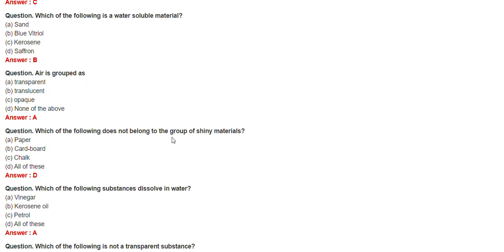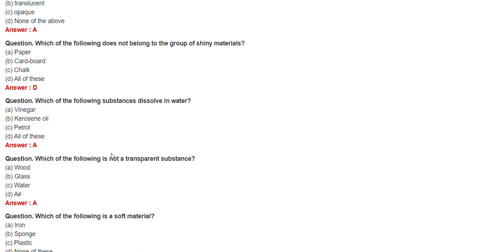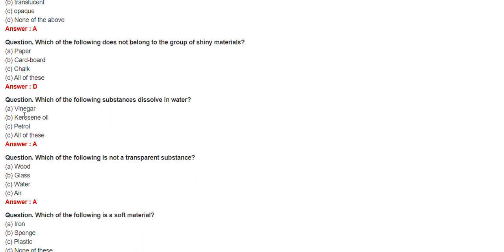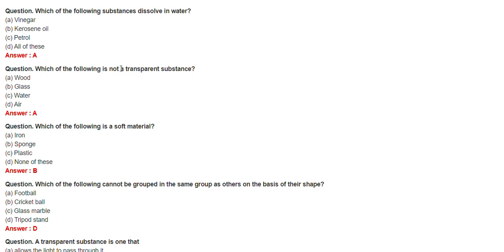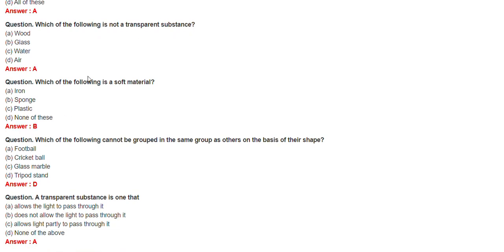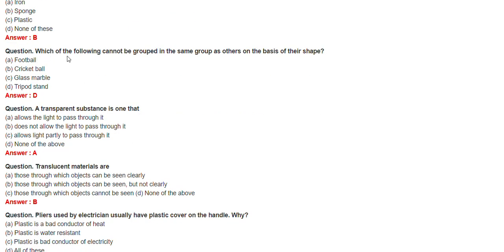Which of the following does not belong to the group of shiny materials? Option D means paper, cardboard, chalk. Which of the following substances dissolve in water? Vinegar. Which of the following is not a transparent substance? Wood. Which of the following is a soft material? Sponge. Which of the following cannot be grouped in the same group as others on the basis of their shape? Tripod shape stand.